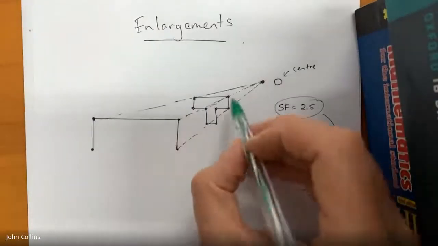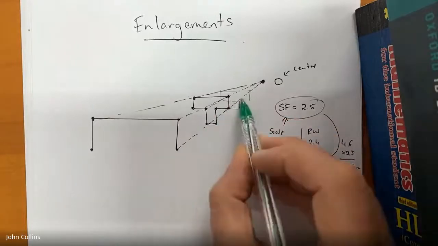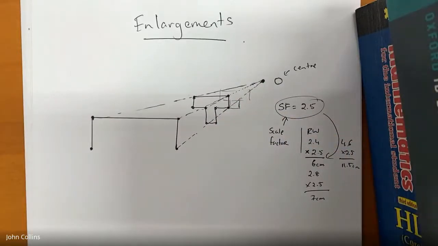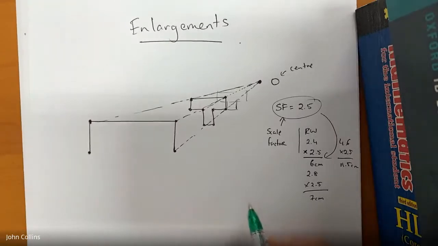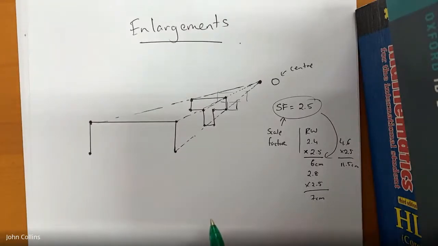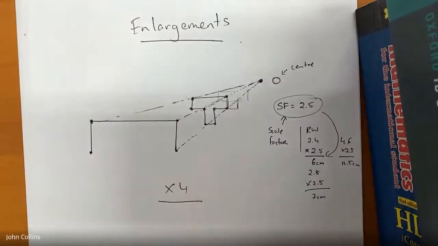If it's smaller, the shape is going to be actually inside here. If it's at 0.5, it's going to be closer to 0. And that's enlargements. So hopefully that helped a little bit for the homework. So you have 4. Everybody must do the 4 enlargements at the start. So there's 4 enlargements. Multiply by everybody must do all 4.